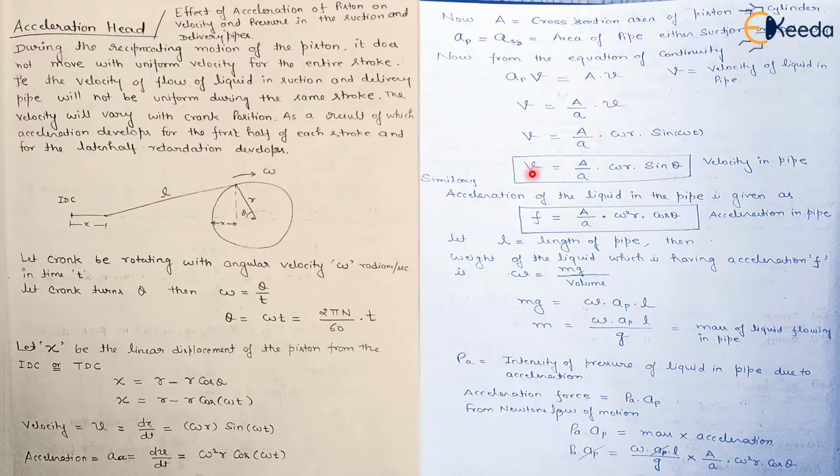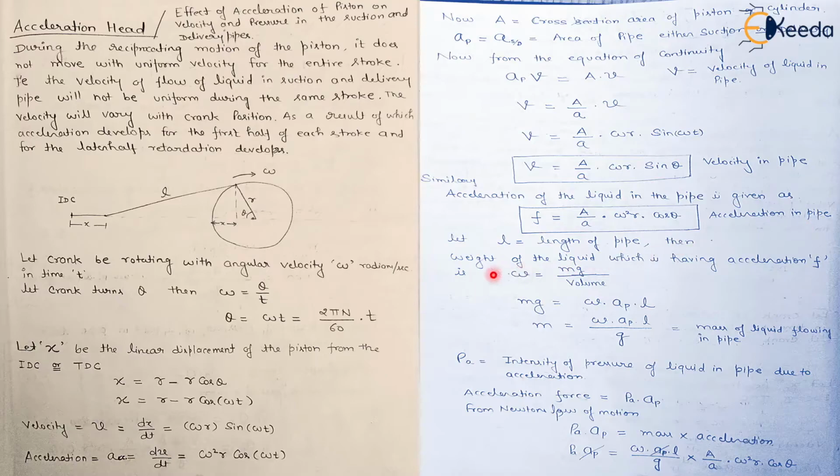So from this I can write the velocity of liquid in pipe, that will be capital A by small a, omega r sin theta. This is the velocity in pipe. Similarly, what will be the acceleration? If I differentiate this, then I'll get capital A by small a into omega square r into cos theta. This is the acceleration in the pipe.